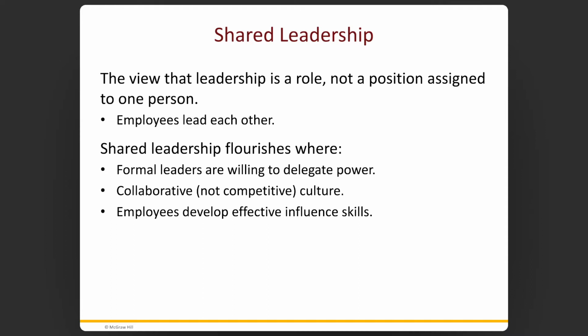And shared leadership tends to flourish when formal leaders are willing to delegate powers. And believe it or not, the ability to delegate, knowing when to delegate and to whom to delegate are really skills that are critical within the workplace. Shared leadership flourishes when there is a collaborative, not a competitive culture. That is where the employees support each other rather than vie against each other for position, clout, visibility, etc. Shared leadership tends to flourish more when employees develop skills to influence each other. Again, there's a focus not on one person and those underneath him or her, but more the sense of a team, a collaborative environment where we develop the skills that are needed to influence each other.